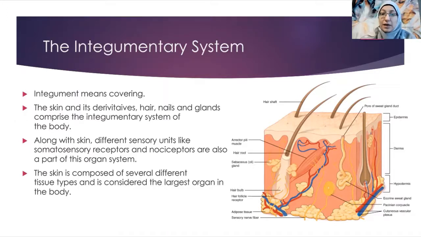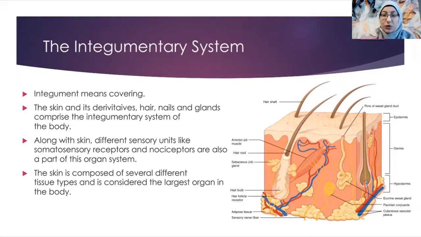The skin protects and covers all body parts, and it is the largest organ in the human body. It actually consists mainly of the skin, its derivatives, which are hair, nails, and the glands. In addition to this structure, there is a very important sensory unit, which is the somatosensory receptors, like the tactile receptors and nociceptors as well, which of course is important for physiotherapy.